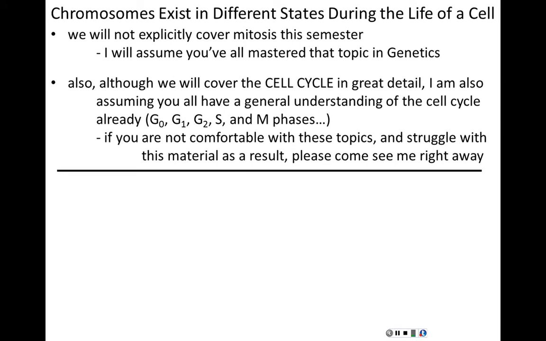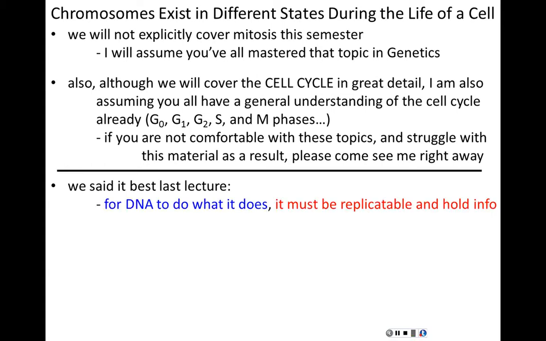So what we're going to talk about now is how chromosomes change their states, the different states that chromosomes exist in, as a cell goes through the cell cycle. I think we said it best in our last lecture. For DNA to do what DNA does, it has to have two main properties. It has to be replicatable. The information has to be contained in the DNA itself to allow it to be faithfully copied. And it also must hold information. There has to be a mechanism by which DNA can store encoded information that can then be used to build proteins.